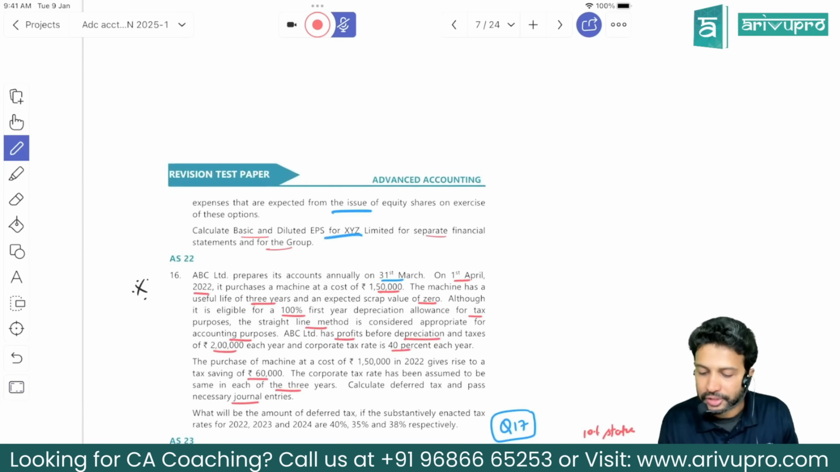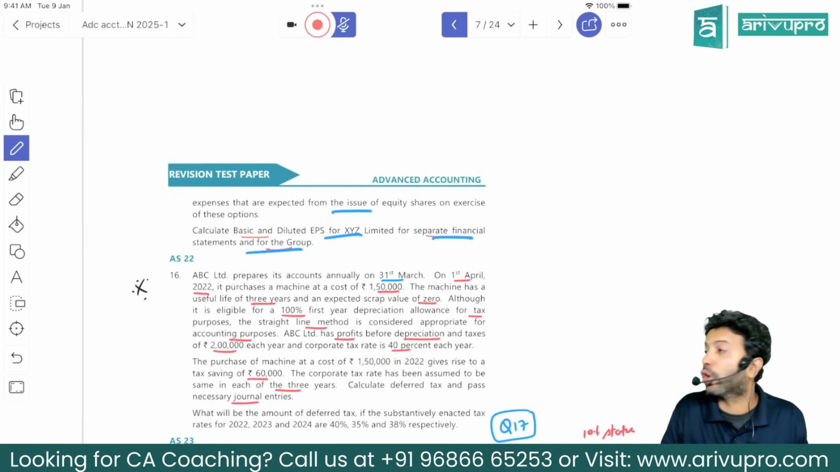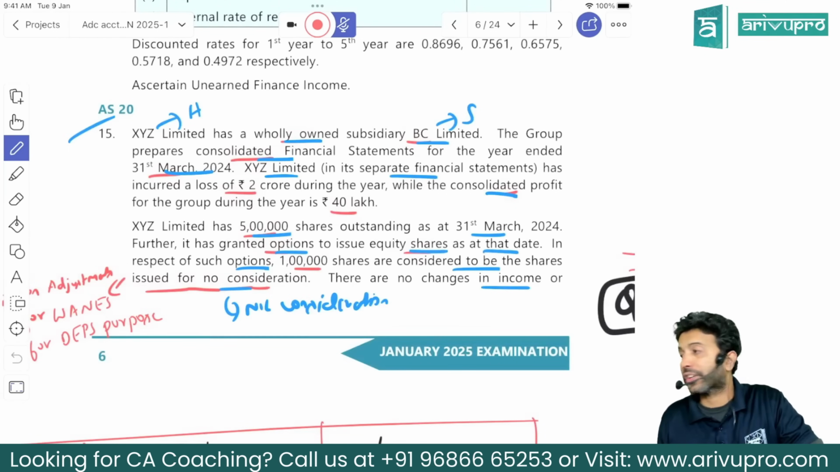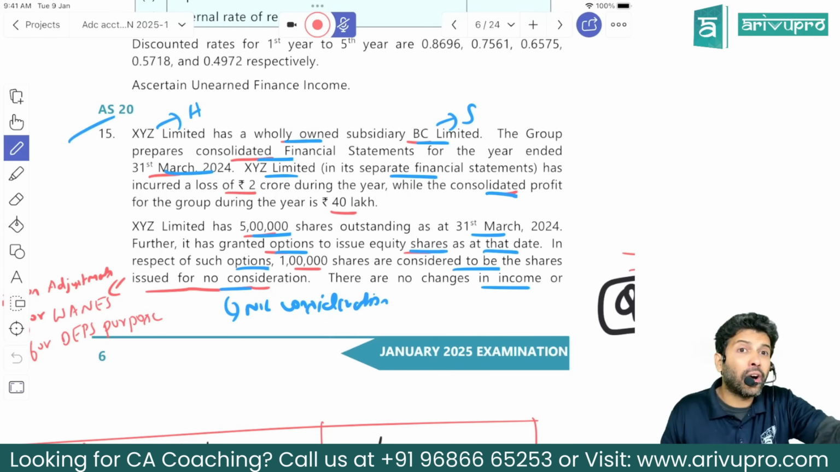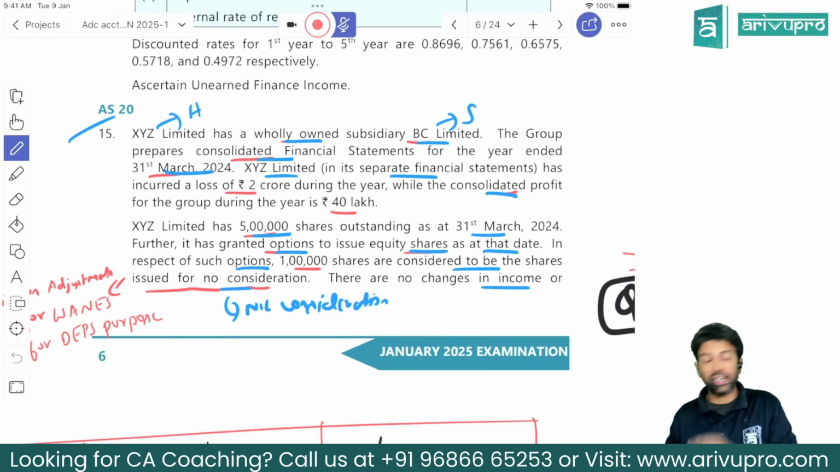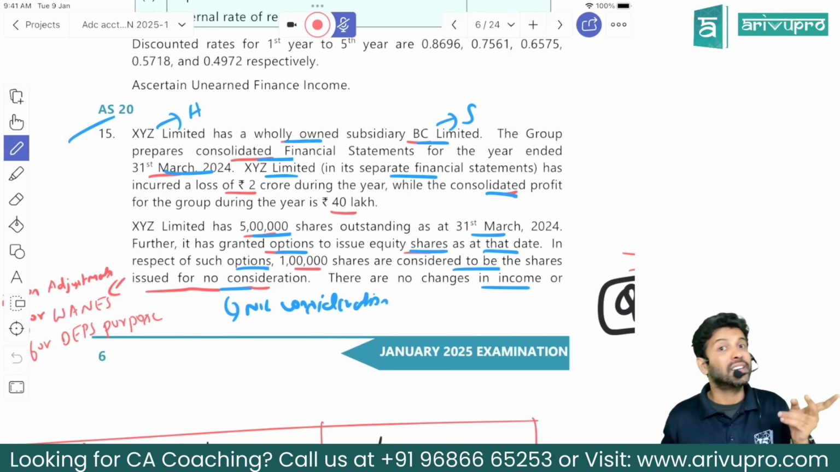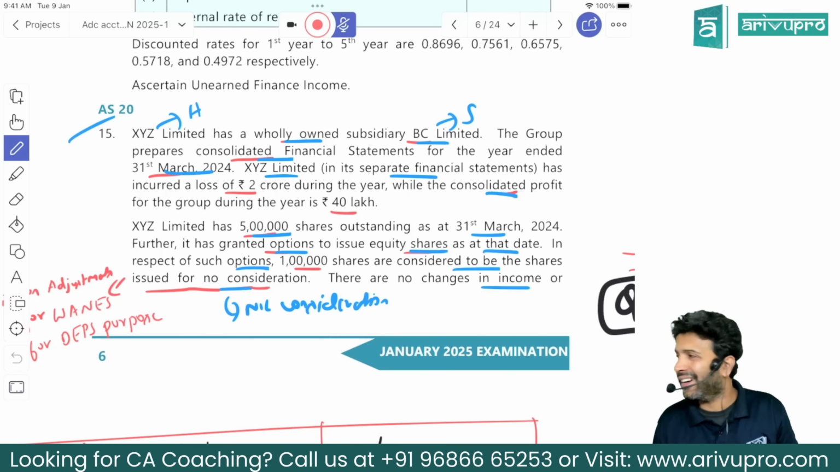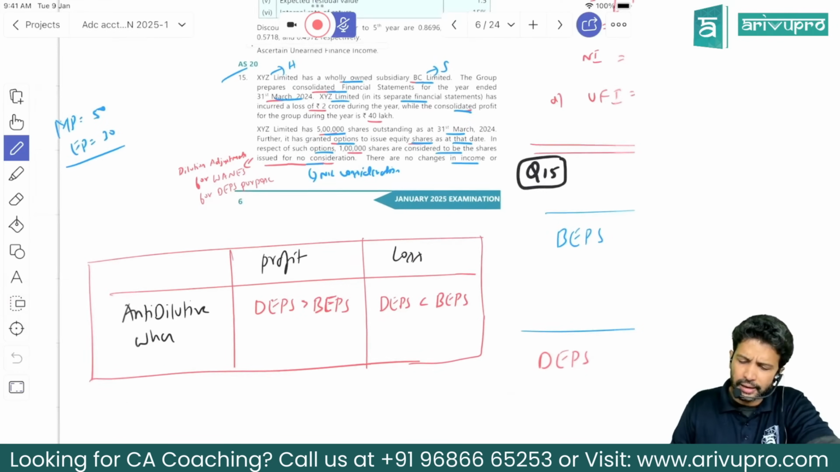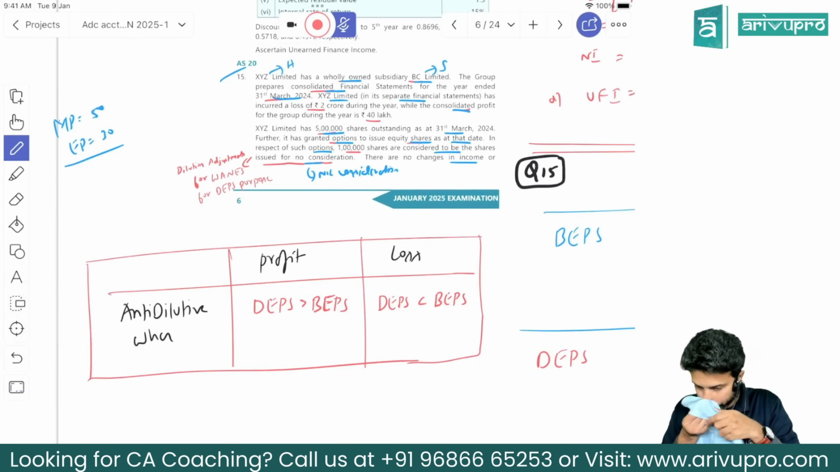Calculate BEPS and DEPS for both SFS and the group. Till now we have done questions on calculating BEPS and DEPS only for SFS. Here they are asking you to calculate BEPS and DEPS for CFS also. Both in SFS and CFS you need to calculate BEPS and DEPS. Pretty straightforward. Let's calculate. Small concept, that's all.